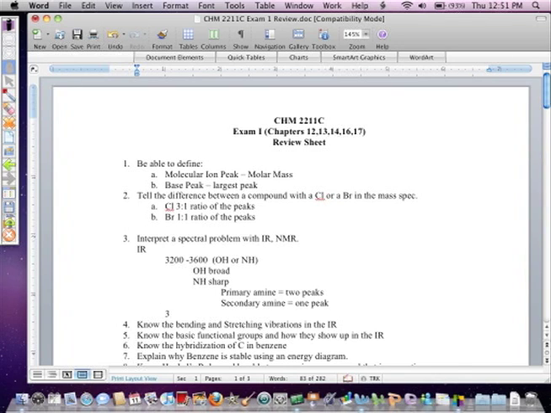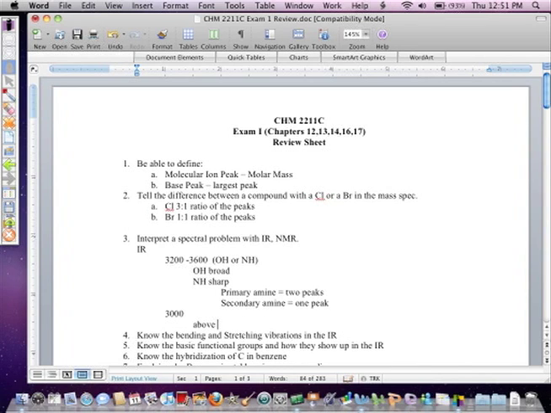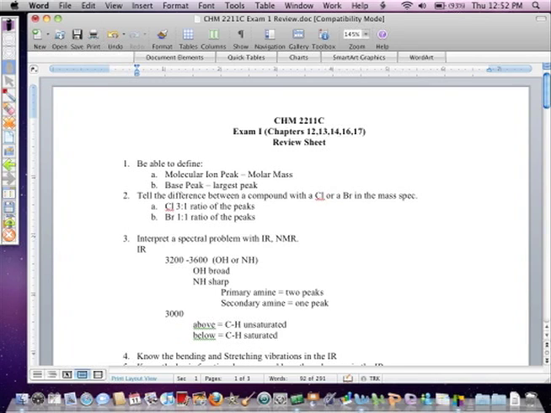The next place you're focusing in on is around 3000. Above that, that's going to be what? CH unsaturated. Below, that's going to be CH what? Saturated. Now, there's an area around 3000 that we use as a secondary clue to another functional group. And that is right around 2800. You should actually see what? 2 peaks for aldehyde. Okay?